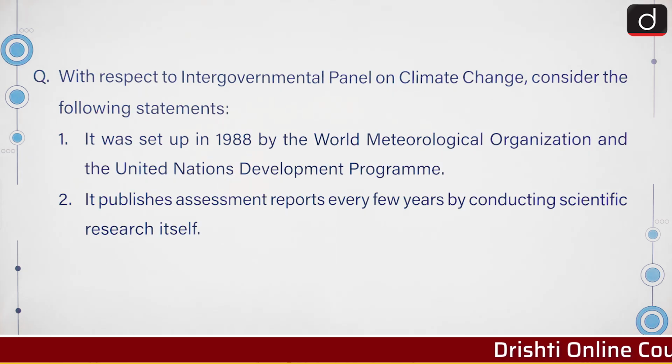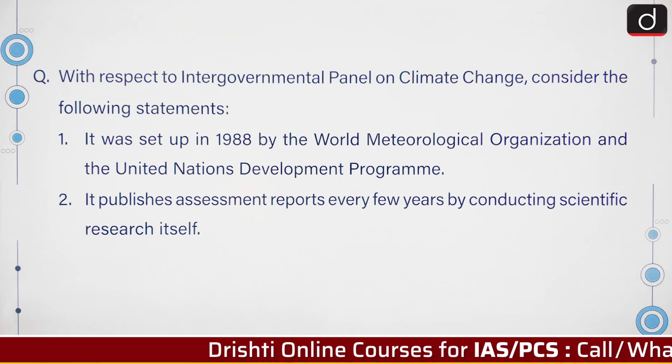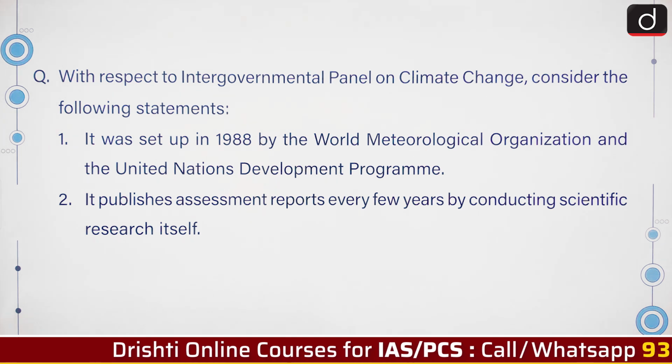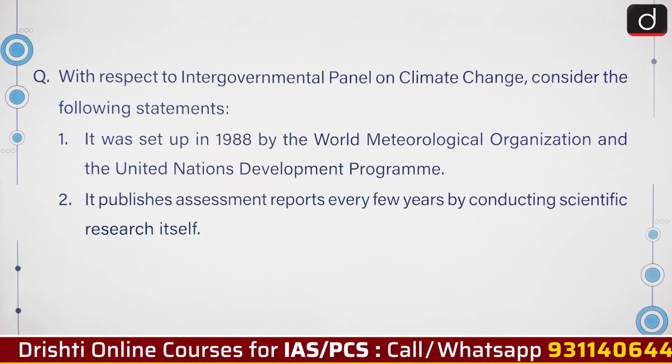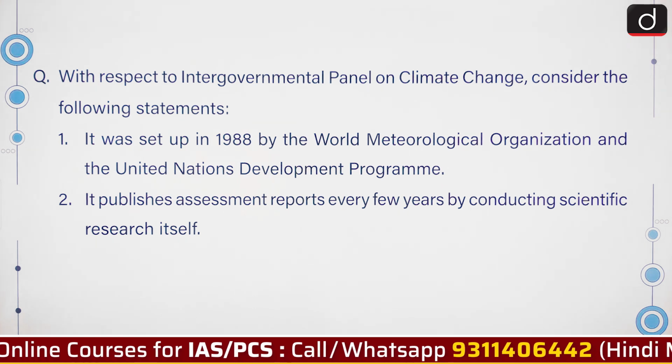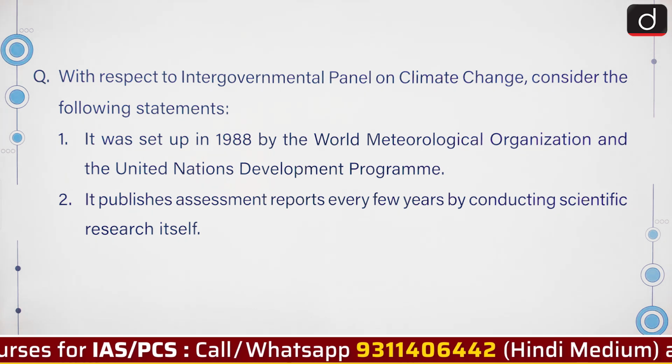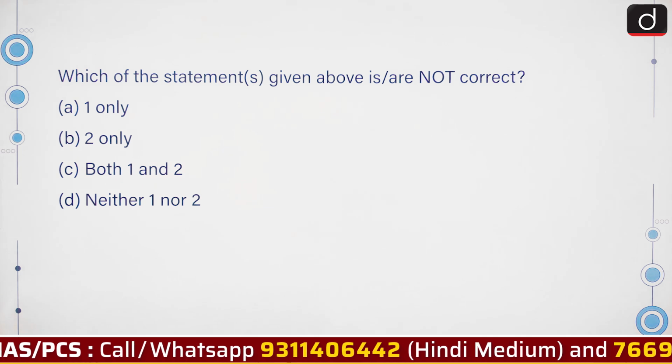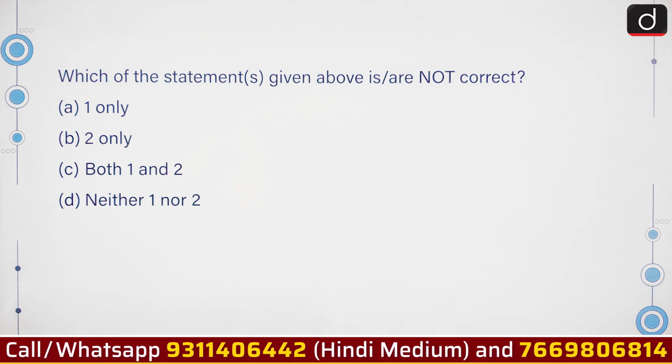With respect to IPCC, Intergovernmental Panel on Climate Change, we have to consider the following statements. It was set up in 1988 by the World Meteorological Organization and the United Nations Development Programme. It publishes assessment reports every few years by conducting scientific research itself. We have to select the not correct statement. Both are not correct. C is the correct answer.